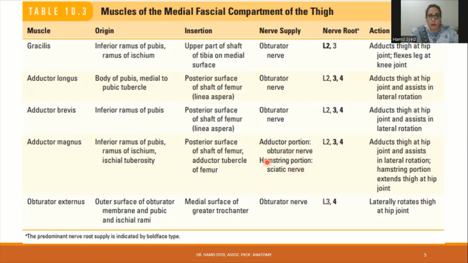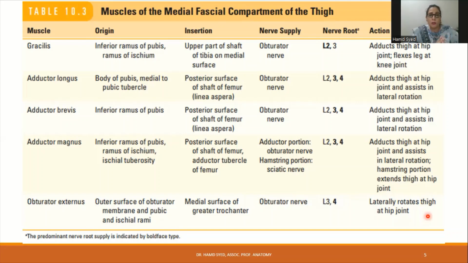And since I mentioned that adductor magnus has a portion which is present within the posterior compartment of the thigh, that is the hamstring portion, this portion has the action of extension of the thigh at the hip joint as well. So these are the actions, whereas when we talk about obturator externus, just remember it is a lateral rotator of the thigh at the hip joint. So this is what we have to remember about these muscles.